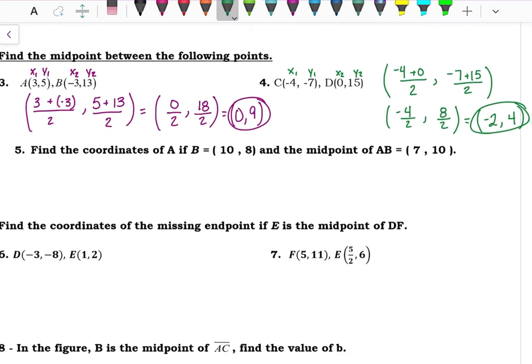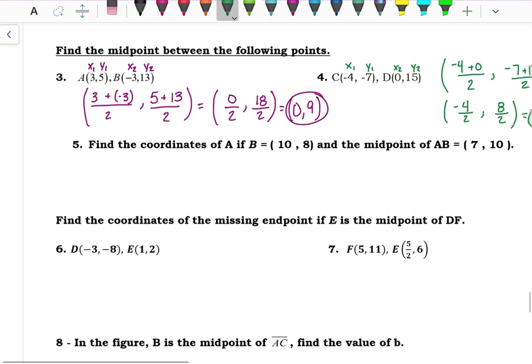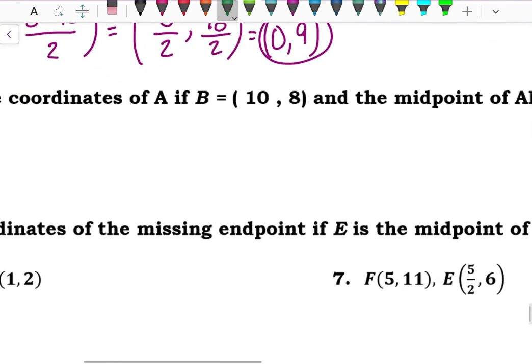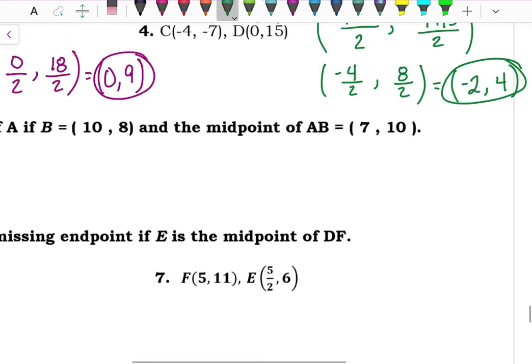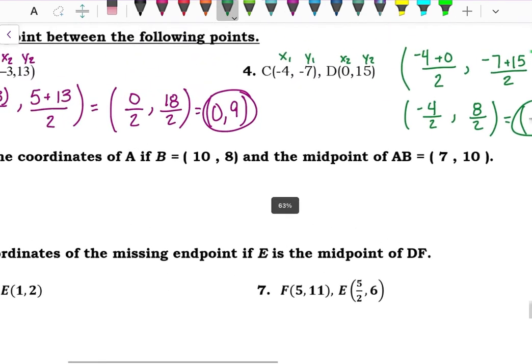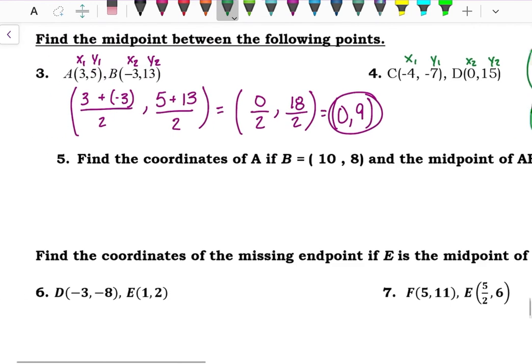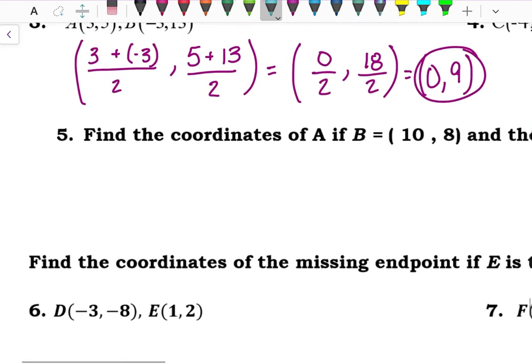Okay, now we need to find, on number 5, the coordinates of point A if we know point B, and we know the midpoint is (7, 10). So we're kind of working backwards here. Let's set up a formula. First I'm going to deal with the x's. So we have (x1 plus x2) over 2. That'll give me my midpoint of x. I'll call it m of x.